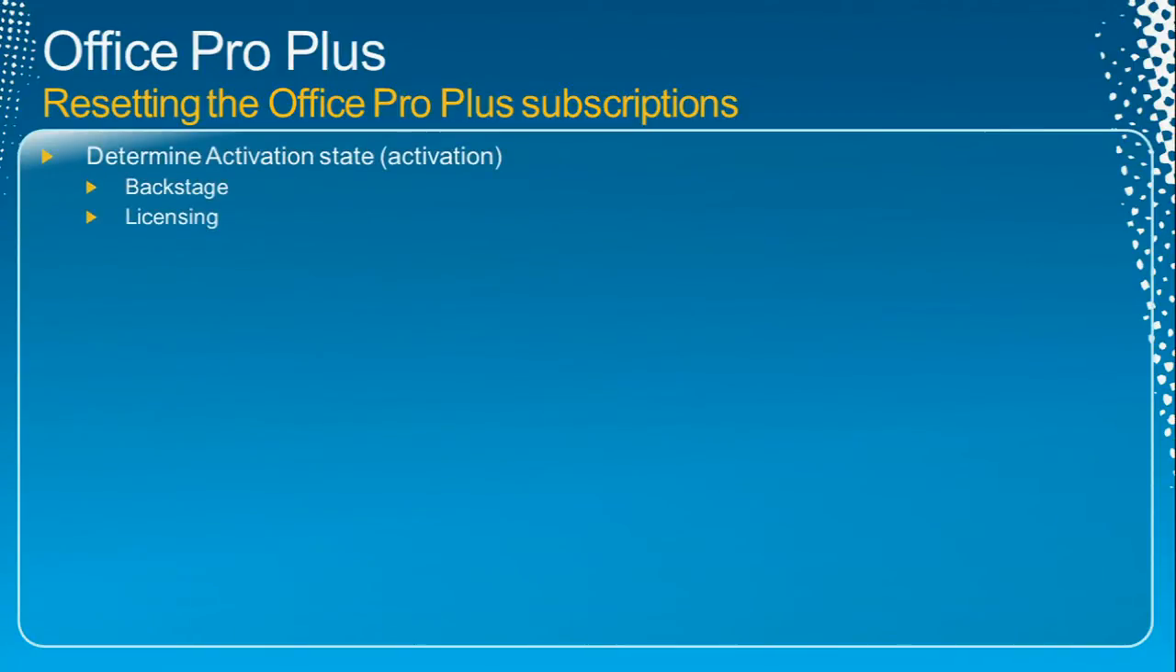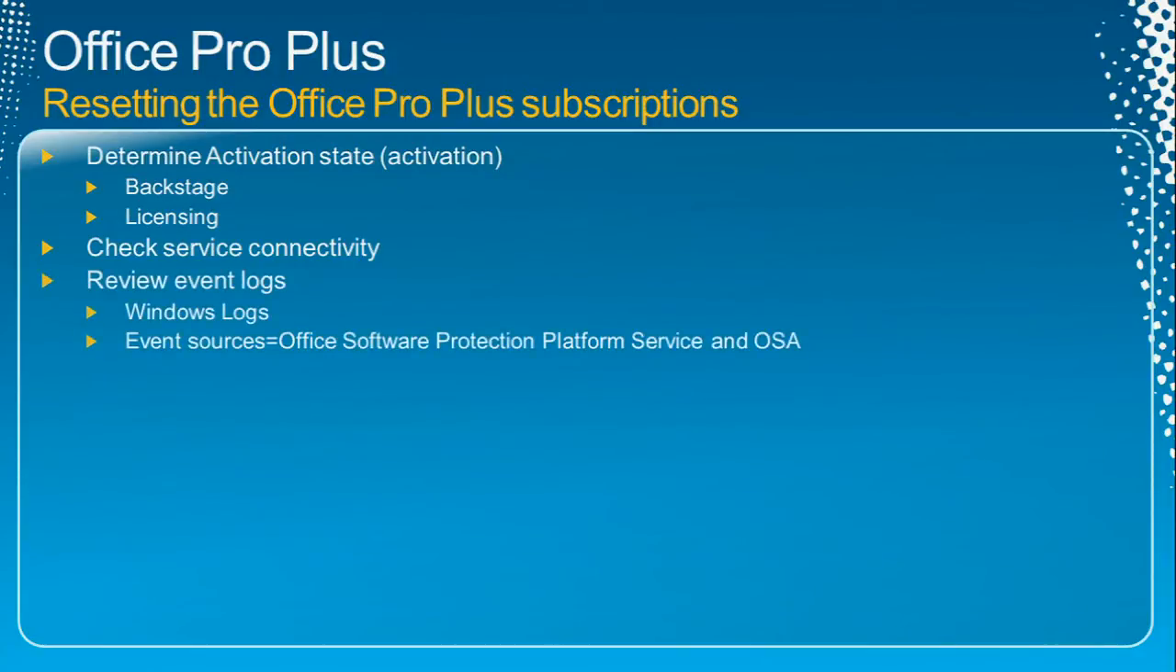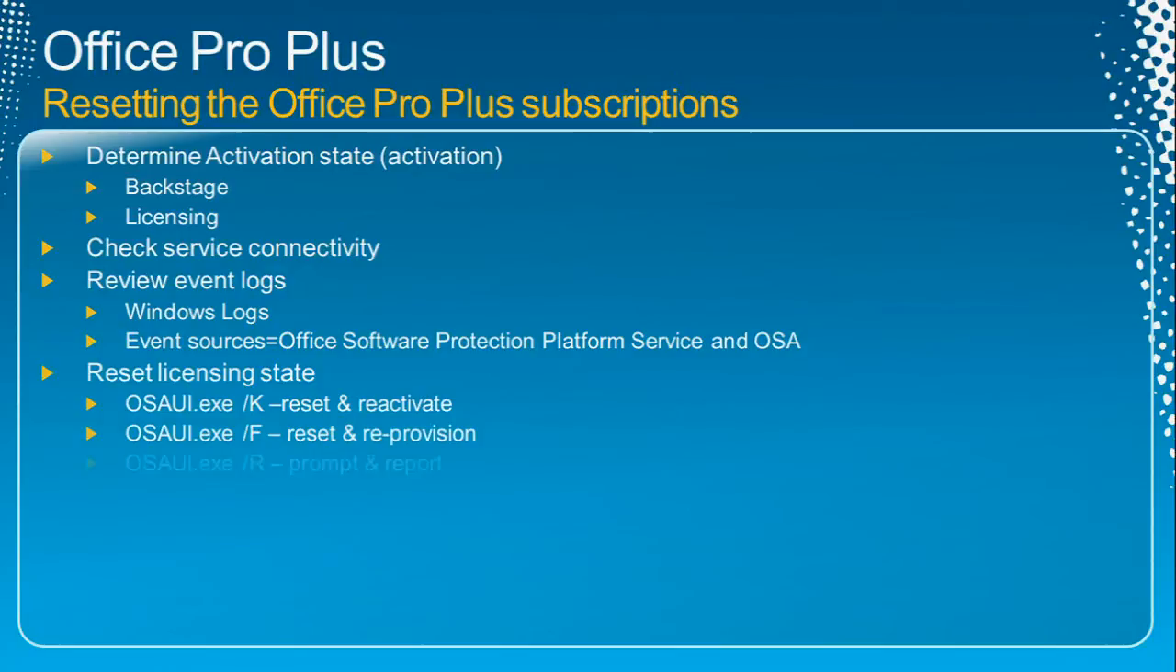We've already shown you, looking at the backstage, I can see its licensing status. I can check service connectivity. We're going to make sure we have connection. We have stuff in the event logs. Things we'll focus in on are these elements of resetting license status.